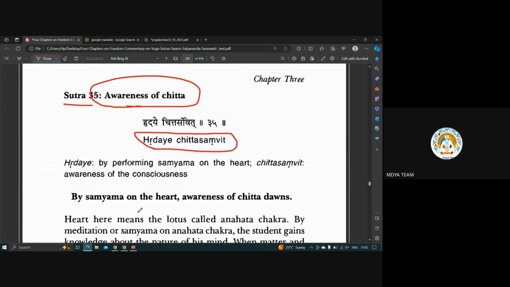Yes, please confirm, why is the heart special? Because it is the location of the soul and the location of the chitta and the mind. The mind is also included in the chitta. Okay.